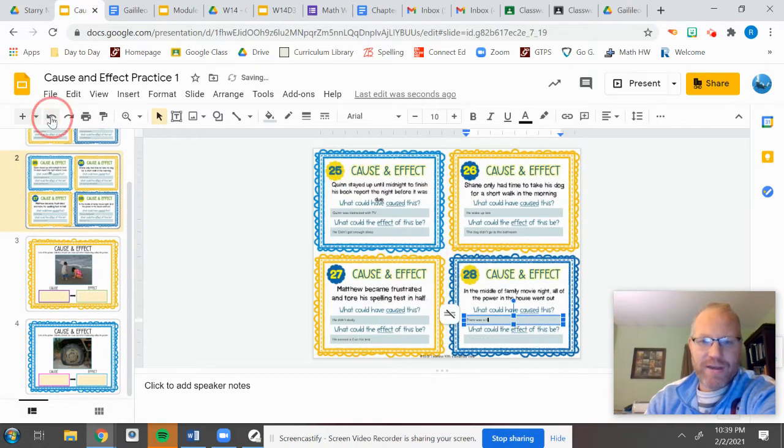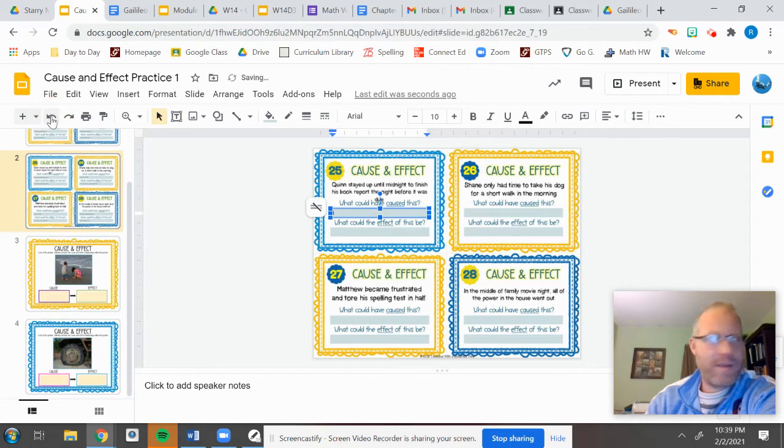And once you have that turned in, then you are going to go to the next slide, which we're going to open up the Galileo Word document.